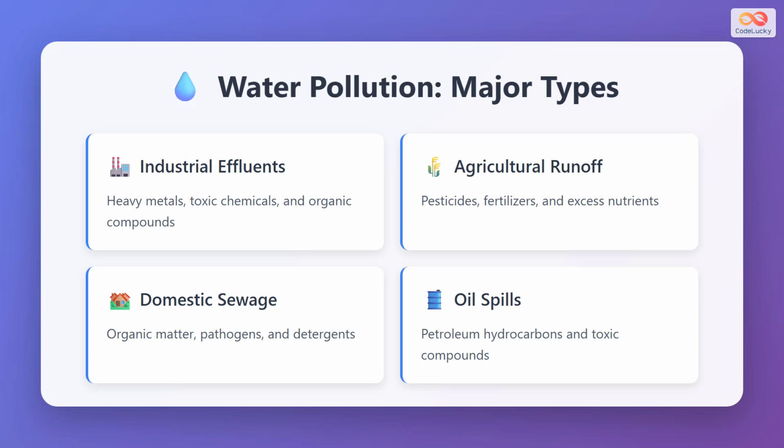Domestic sewage contains organic matter, disease-causing pathogens, and detergents from households and communities. When untreated sewage enters water bodies, it depletes oxygen and spreads waterborne diseases. Oil spills release petroleum hydrocarbons and toxic compounds into marine environments, devastating aquatic ecosystems and coastal areas. Each pollution source requires specific treatment approaches to protect our water resources.